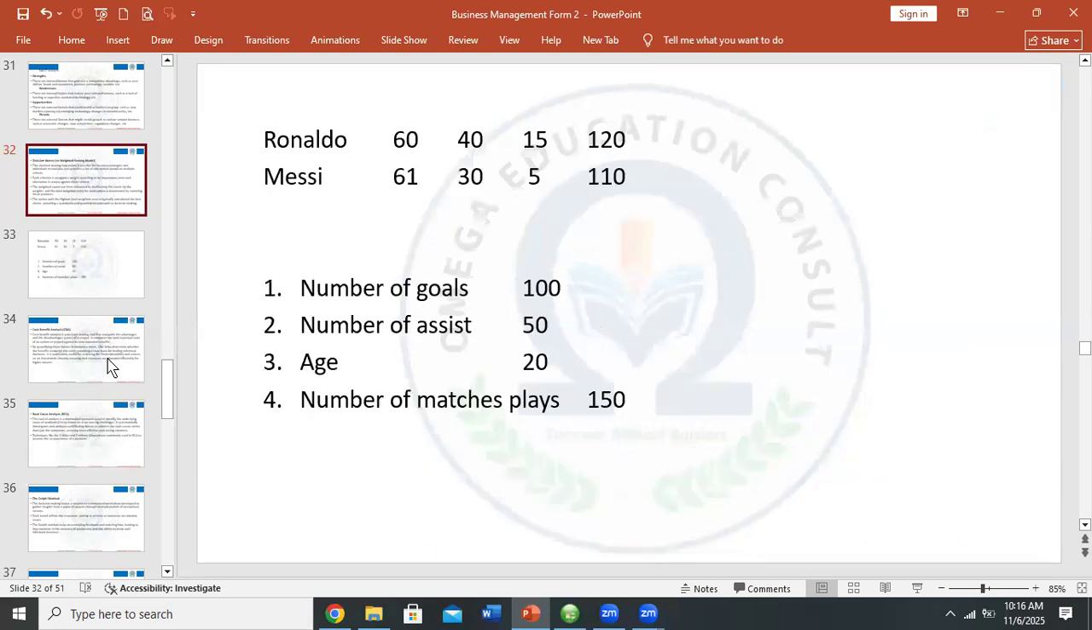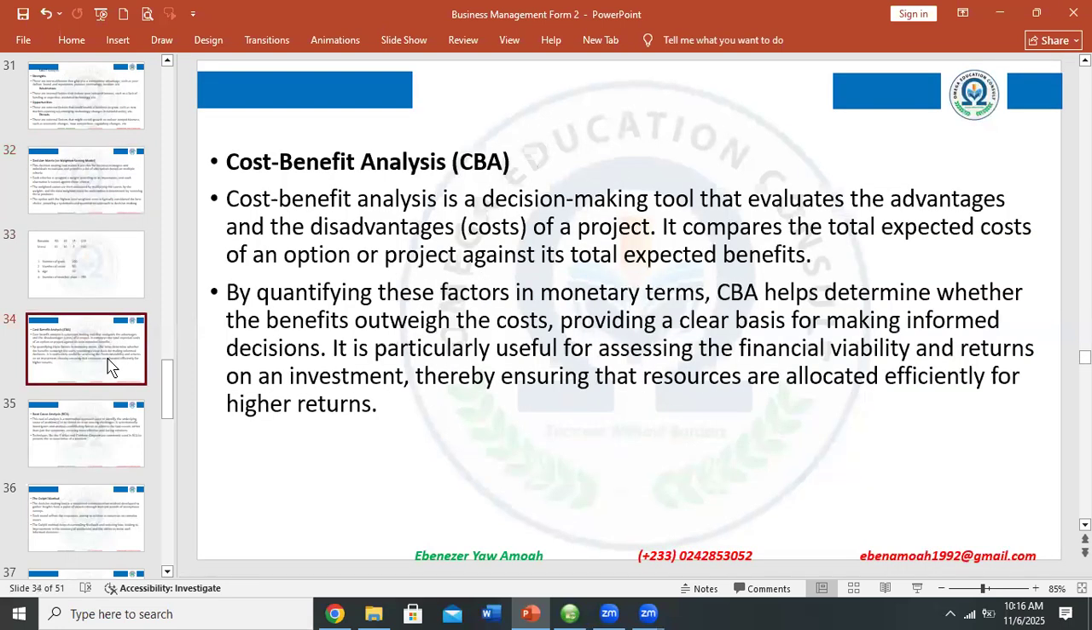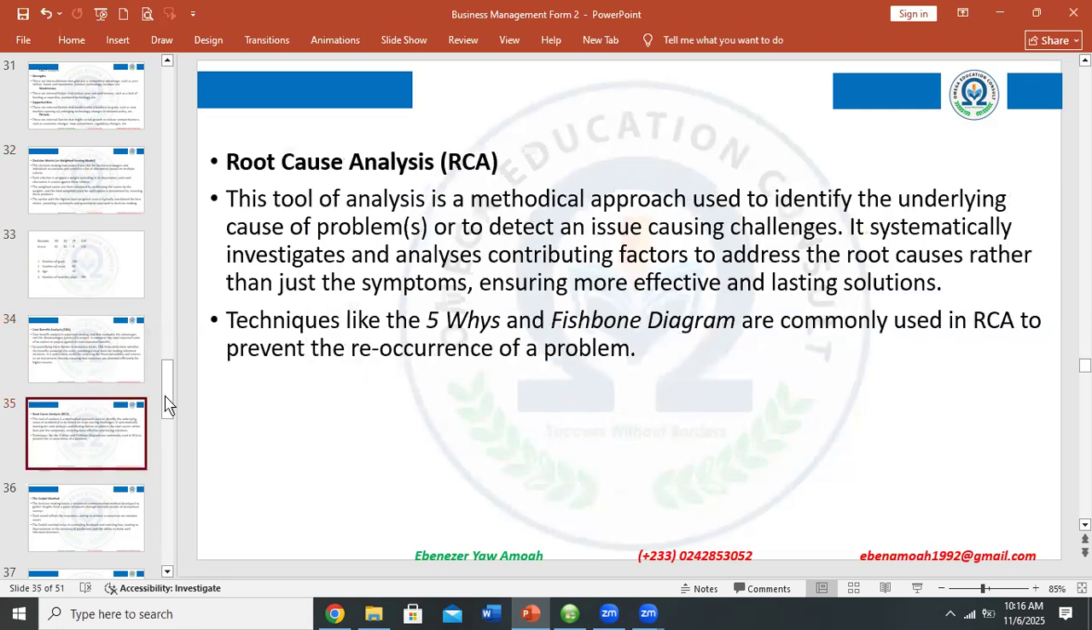Okay, so professors, we have seen the decision matrix and the cost benefits analysis, right? Let's move on to the next one, which is root cause analysis.